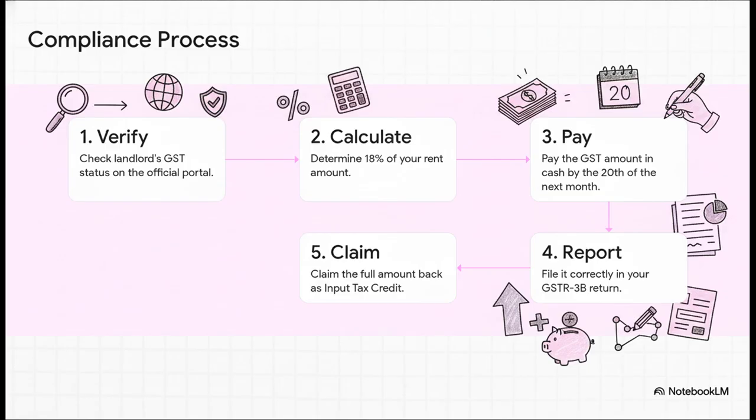And the process itself? It's just 5 easy steps. First, verify your landlord's GST status online. Second, calculate that 18% tax. Third, pay it by the 20th of the following month. Fourth, report it correctly in your GST return. And fifth, the best part, claim the whole amount right back as a credit. It's just a simple monthly loop.